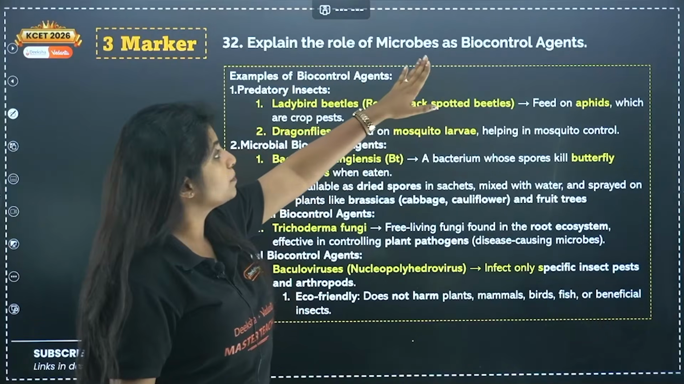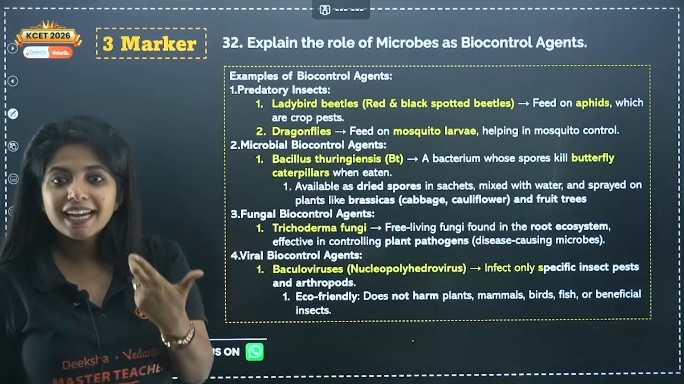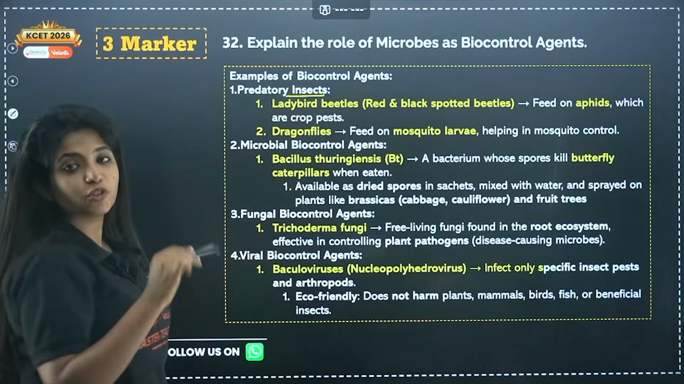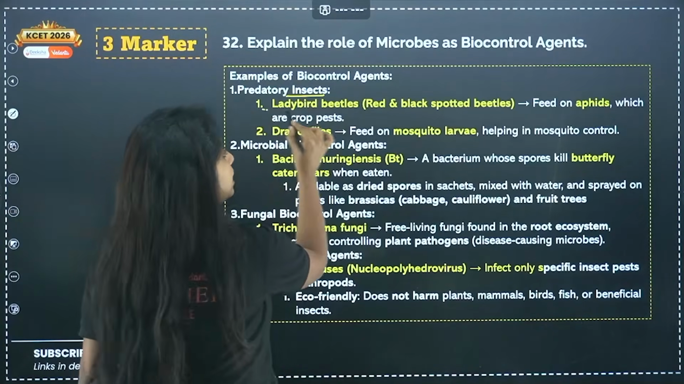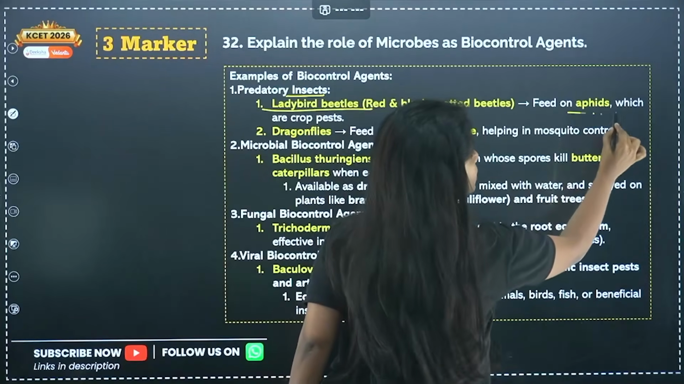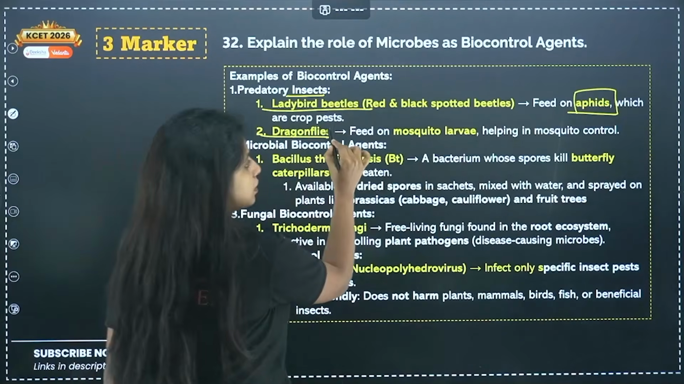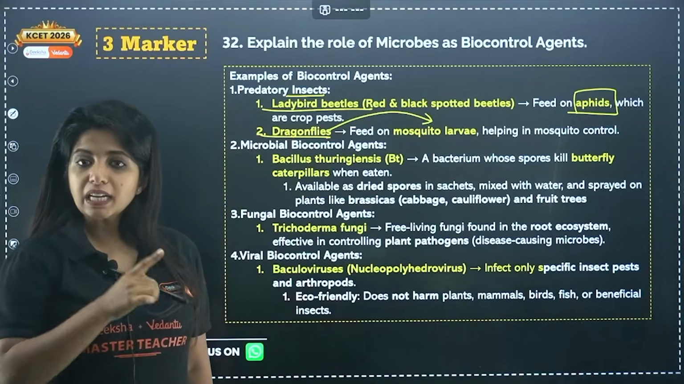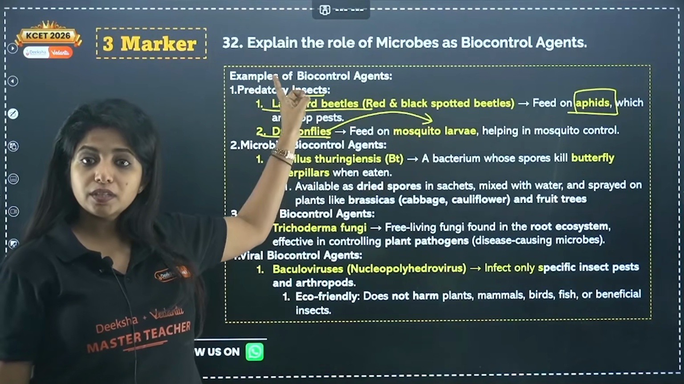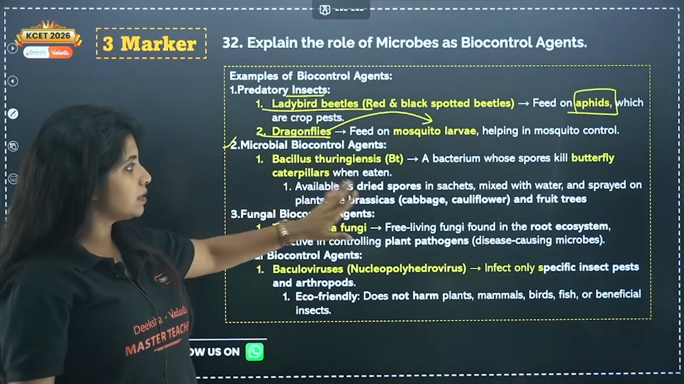Explain the role of microbes as biocontrol agents. Biocontrol agents, as I told you, Bacillus thuringiensis was a biocontrol agent, right? Similarly, you have a few more things. For example, you have some insects which kill other insects, such as the ladybird beetle. You might have seen red and black spotted beetles out there. They feed on aphids, which are crop pests. Now you have dragonflies. They feed on mosquito larvae. So these are predatory insects. Two examples done.